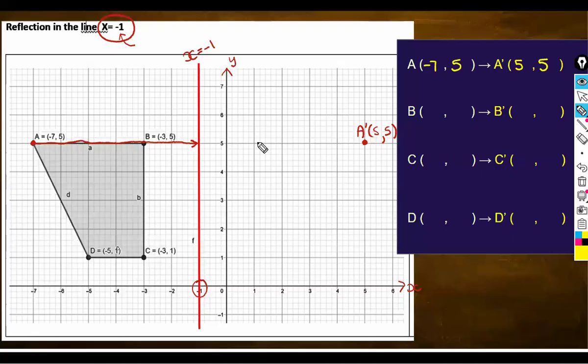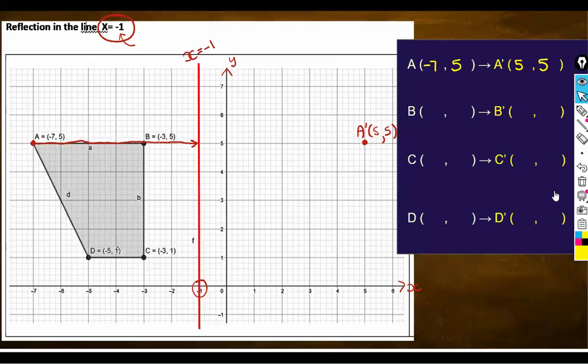I want you all to send your answers for B, C, and D. Well, B prime, C prime, and D prime. Get the coordinates of the reflected image. Good luck. And of course, I like it when you're sending answers on it.